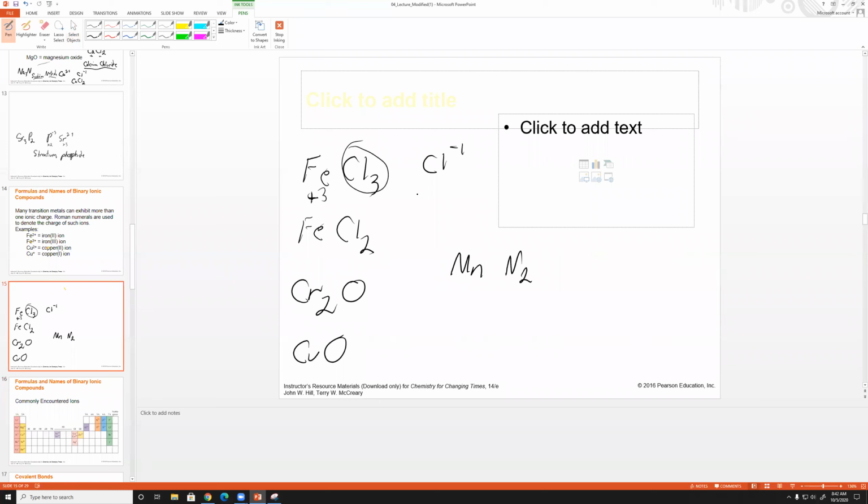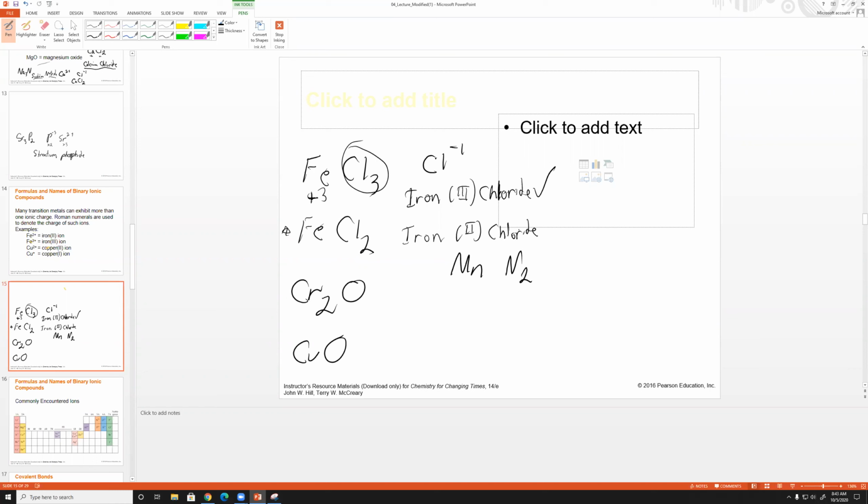And this means the name of it is then what? Iron 3. Perfect. Iron 3 chloride. Good. You guys are getting the hang of it. Now, if that's the case, what would the second one be? Iron 2 chloride. Perfect. You guys are experts. Iron 2 chloride.